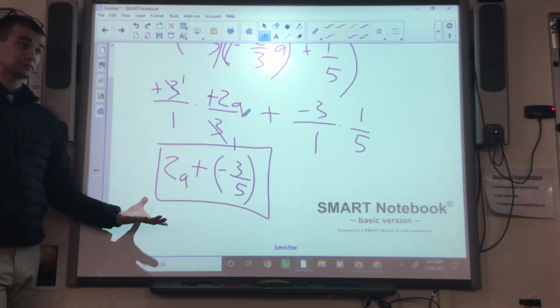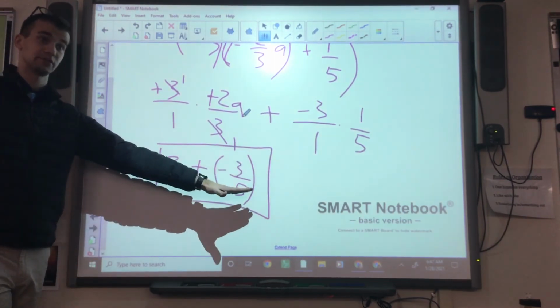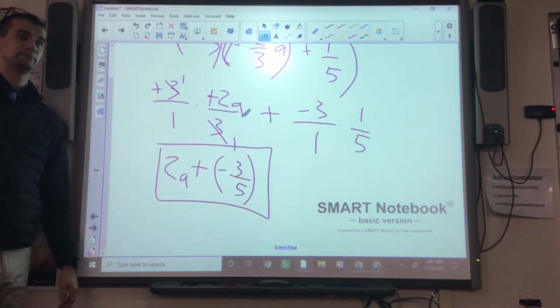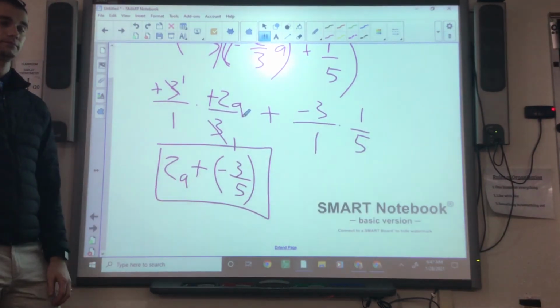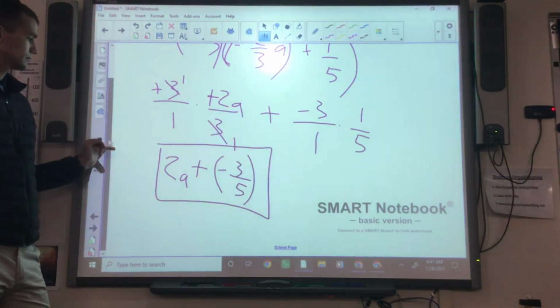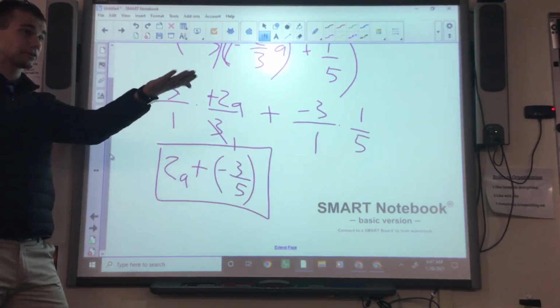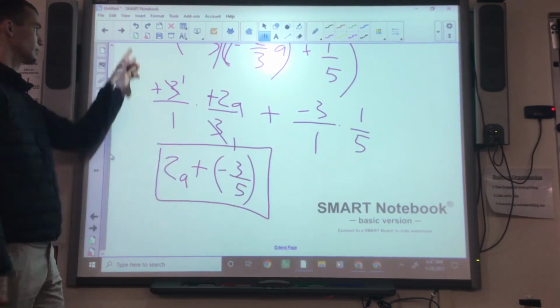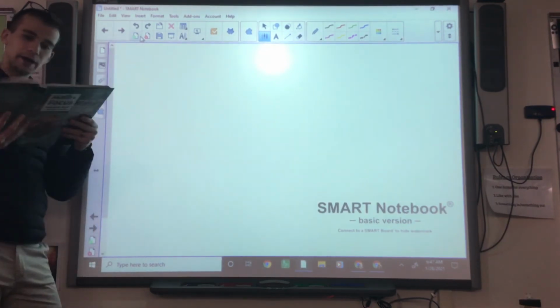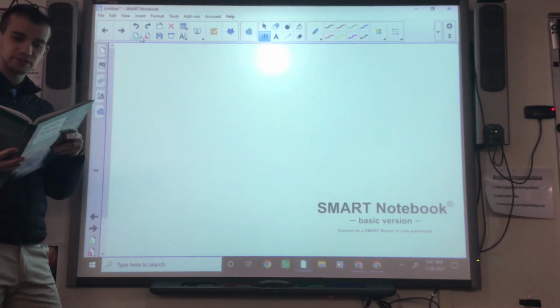Well, usually we keep them separate because this is A and this is a number. But if they're both numbers, you would do what? You would add them. Yeah, exactly. You would combine them together. But since there is a variable, you don't forget it. All right.